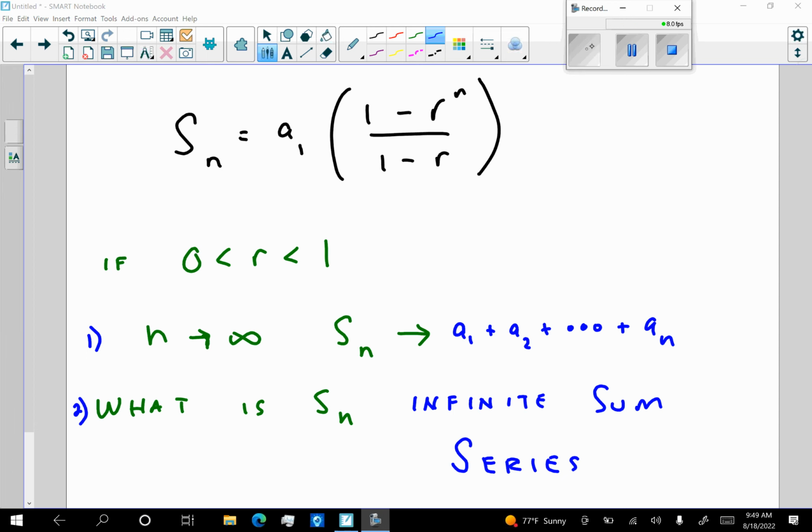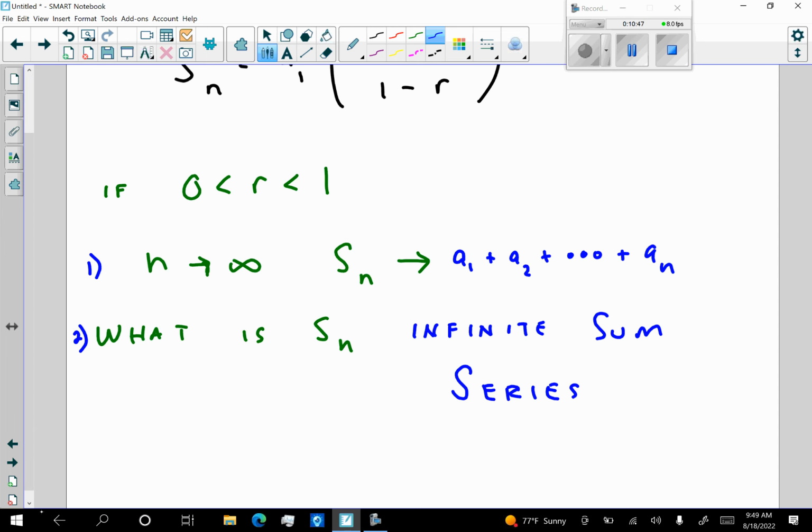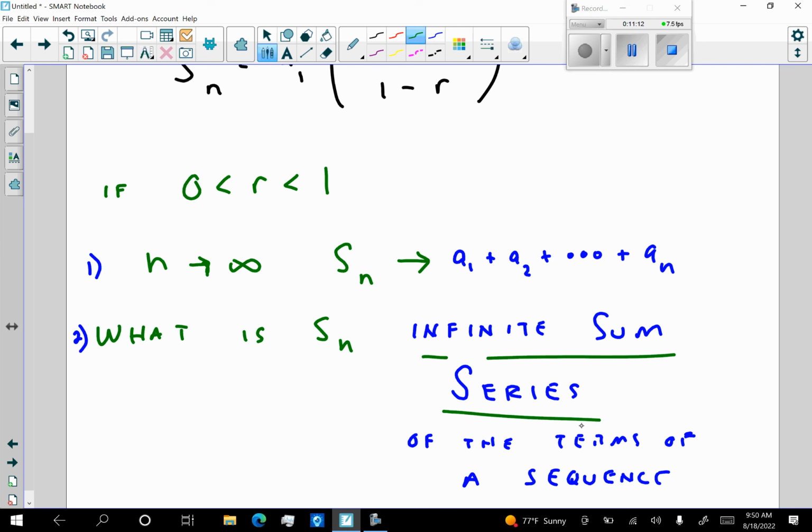So before I even go in there, what the heck is a series? An infinite sum of the terms of a sequence. That's what S sub n is. If n goes to infinity, we're talking about an infinite sum. What is an infinite sum? A series. What is a series? An infinite sum of the terms of a sequence. Bam. If you don't understand that, pack your books up, go to guidance and drop. See you, buddy.